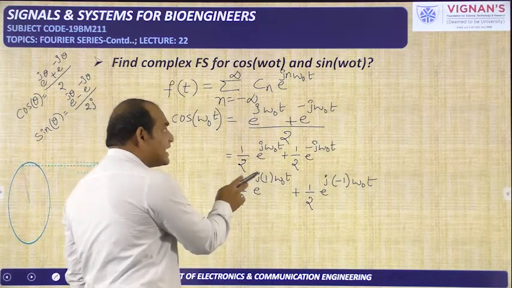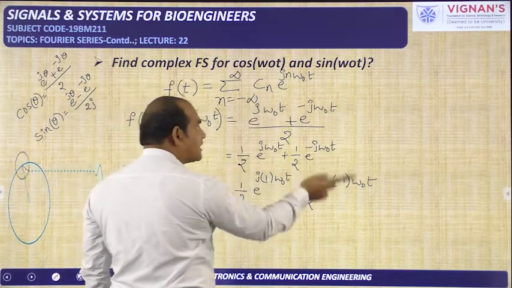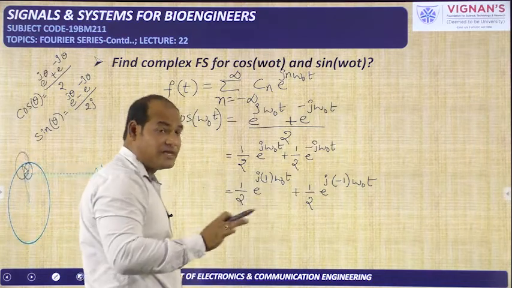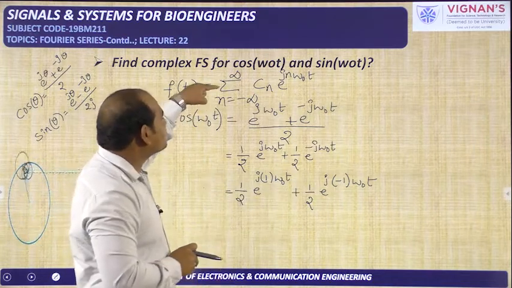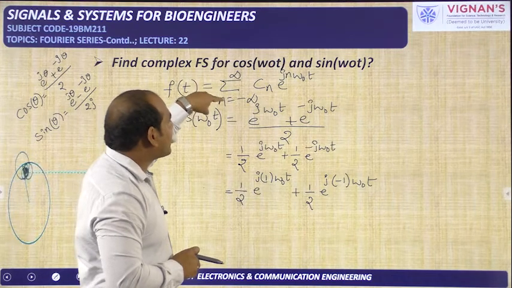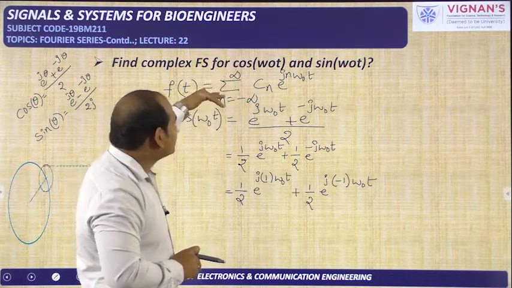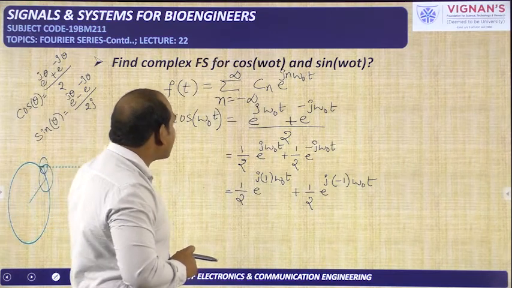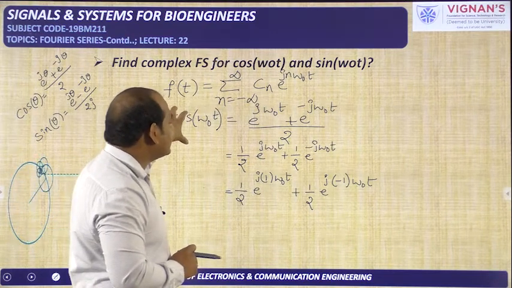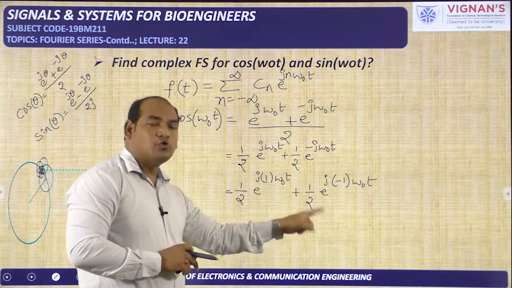And here you will get n is equal to plus 1. Here you will get n is equal to minus 1. That means in the exponential Fourier series, the n value changes from minus infinity to plus infinity. All the integers we have to take, from minus infinity to plus infinity, but this cos omega naught t has only two terms.